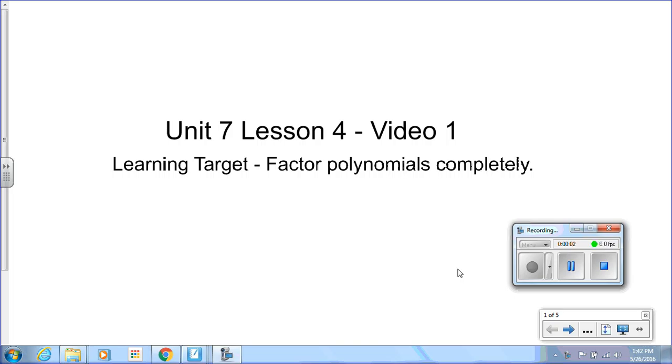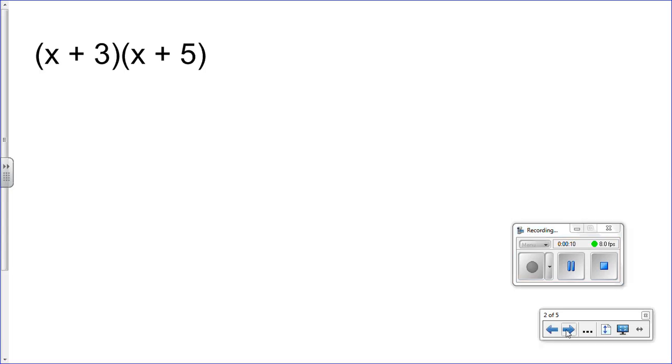This is video 1 for Unit 7, Lesson 4. We are going to start factoring trinomials. So let's consider these two binomials and FOIL. Let's FOIL these so then we can kind of see what we're going to be doing with the factoring.